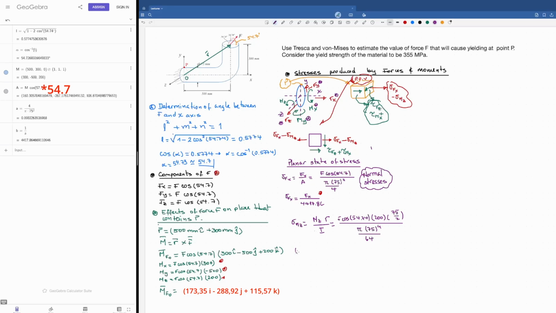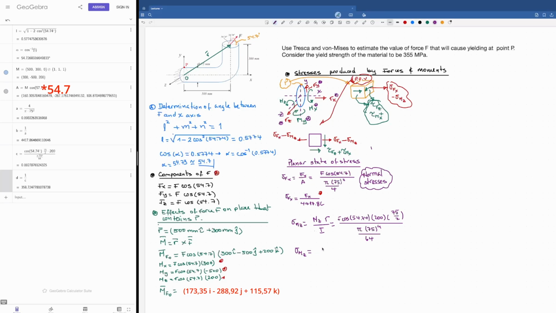So how much is that? The normal stress caused by the bending moment is going to be, I'm going to leave the F out, but I'm going to write down cosine of 54.74 times 75 divided by 2, times 200 divided by pi times 75 to the power of 4, divided by 64. And that is this much, and I could use it in my formula as 1 divided by C, this one here. So I could write it like F.